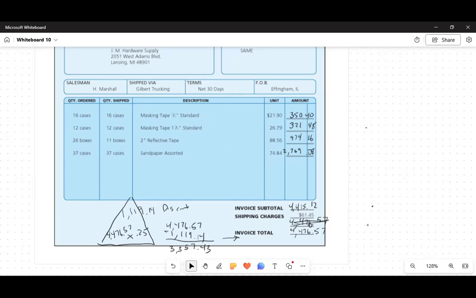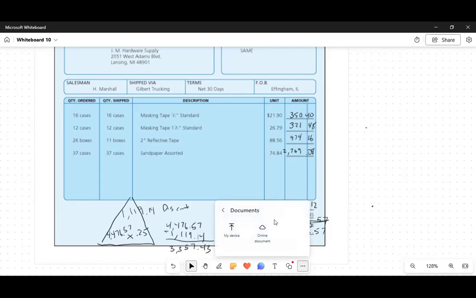So that $3,357.43, the invoice total, would now actually be my net price of what I paid. Now you could have gone through each item and again minus the 25% on each one. We didn't do that. We just took it off the total bill. And that's how we get to our trade discount. Now, again, I've used the triangular formula.